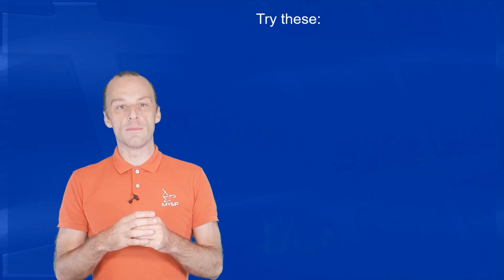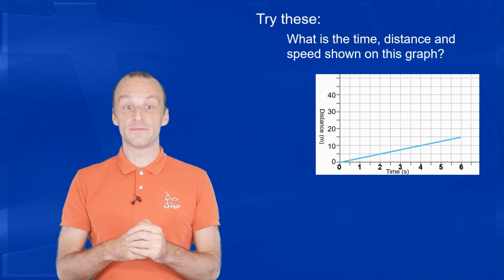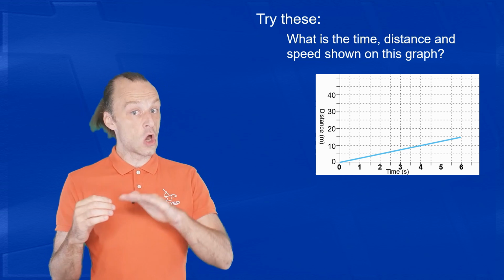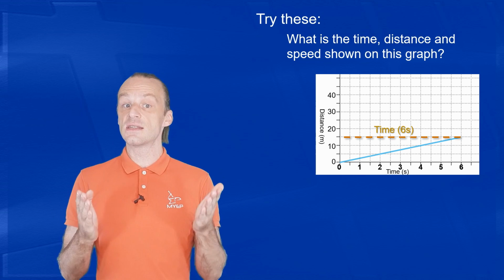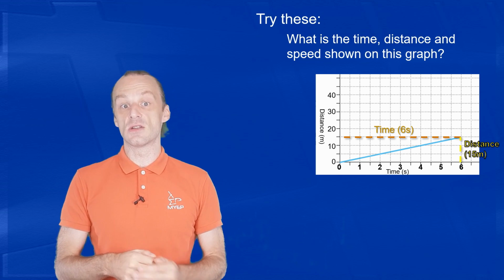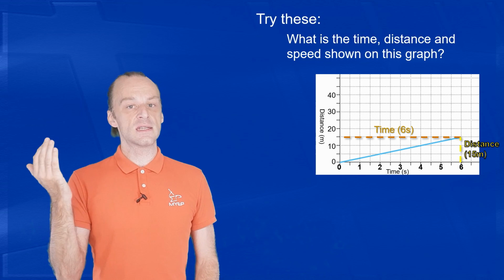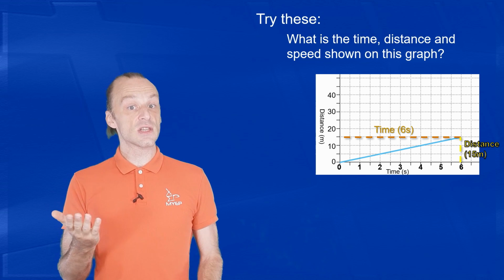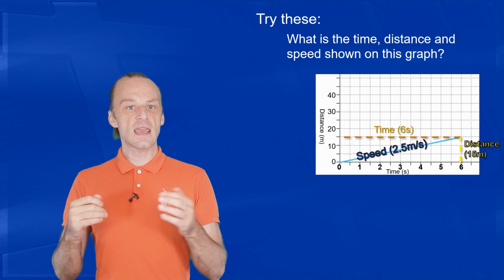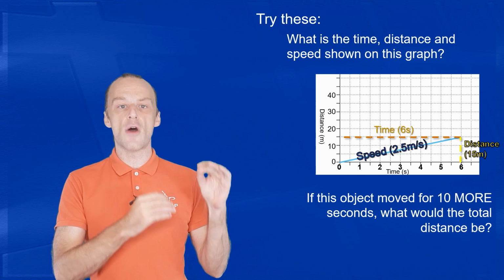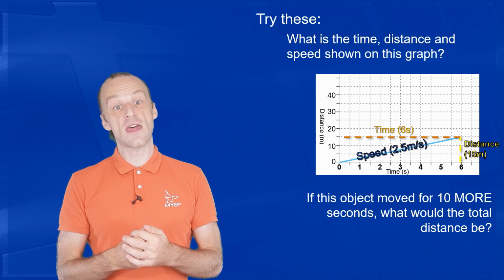Let's try another one. What is the time, distance, and speed that is shown on this graph? The graph goes along the x-axis for 6 seconds, and at the end of that 6 seconds, it has risen 15 meters on the y-axis. So we divide the 15-meter rise by the 6-second run, and that gives us a speed of 2.5 meters per second.